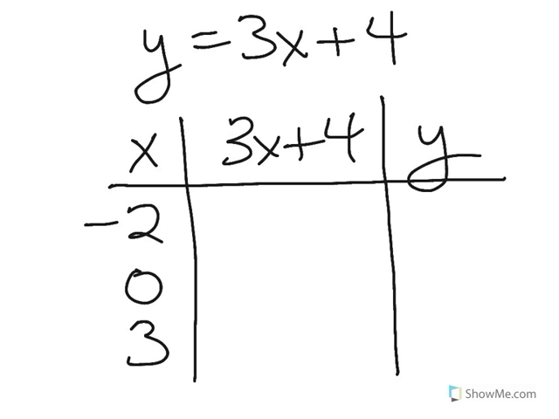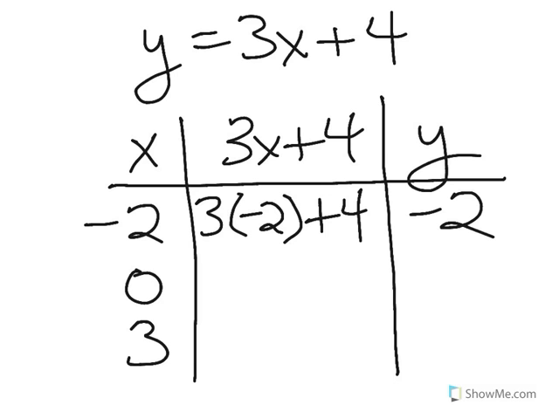So let's put negative 2 in for x. We'd have 3 times negative 2 plus 4. We have to do multiplication before addition, so we take 3 times negative 2, which is negative 6, add 4 gives us negative 2. So one solution to our line is negative 2, negative 2, but there are infinitely many solutions. We need a couple more to draw a nice accurate line that represents all of them.